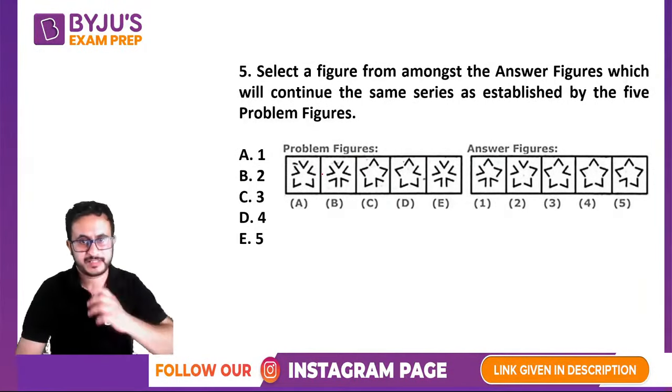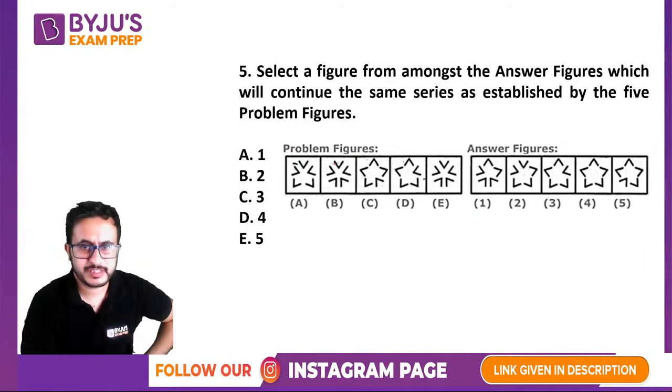So let us see what is happening in the images. First, from A to B, these three are intact. These two have changed the directions. From B to C, this has changed the direction, this has changed, this has changed, this has changed. So four have changed the direction.